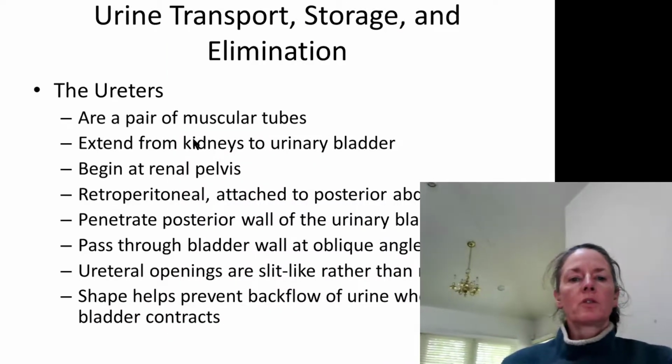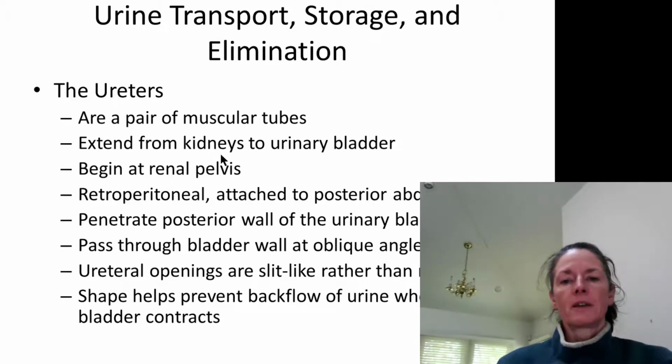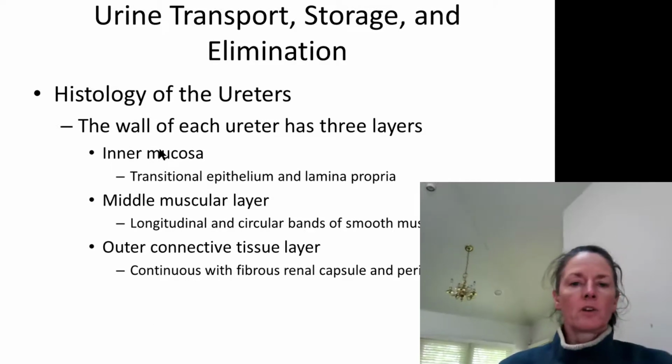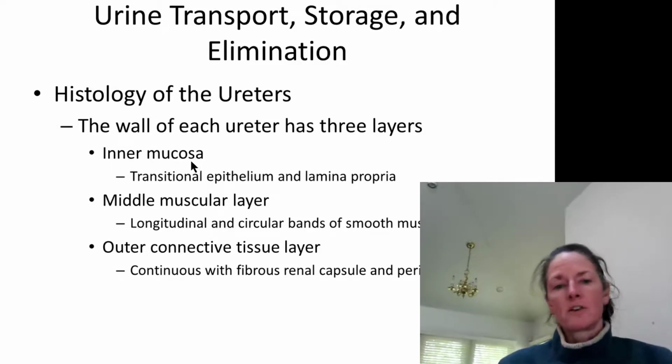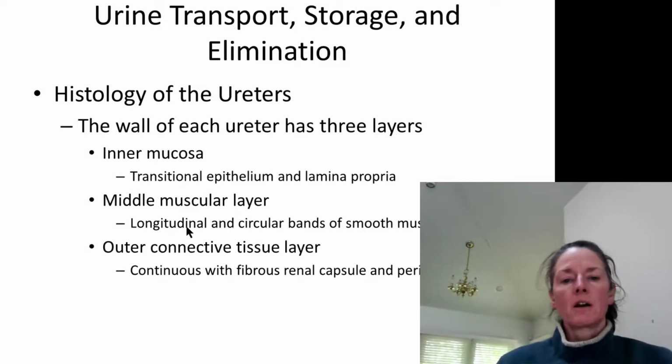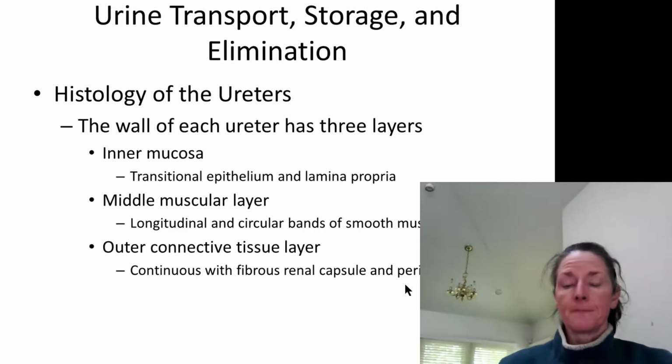All right, so the ureters, as we've seen, they're going to come from the kidney to the urinary bladder. As we said, they're retroperitoneal. It's easier to look at it than just go through the slide. So the wall of each ureter is going to have the inner mucosa, just like we see with other hollow organs. We're going to have the muscular layer. We're going to have our usual longitudinal, circular, and longitudinal bands of smooth muscle. And we've got our outer connective tissue layer, which is going to be continuous with the renal capsule and the peritoneum.